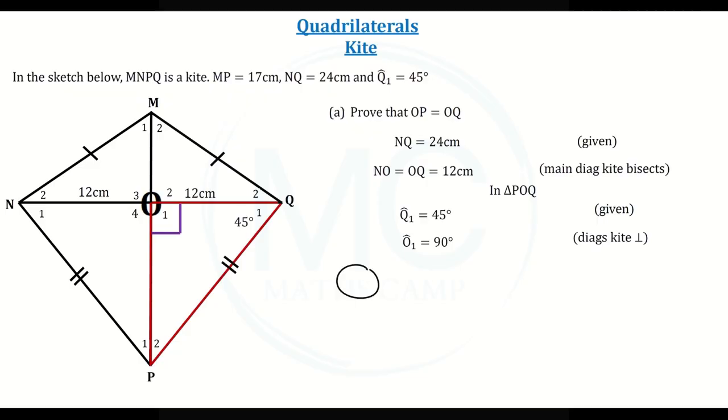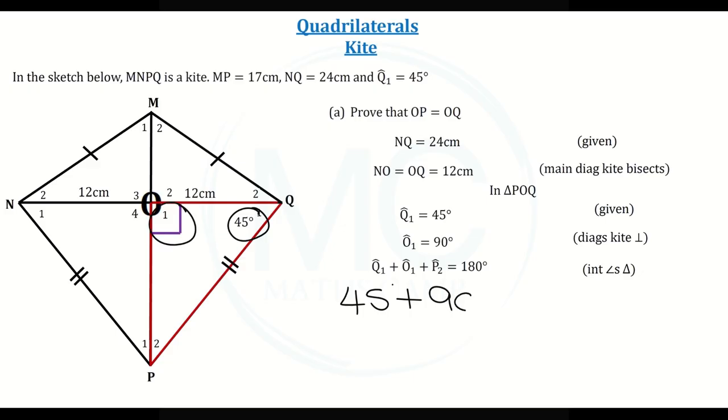So we can say angle Q1 plus angle O1 plus angle P2 is equal to 180 degrees because these are the interior angles of a triangle. Now we can fill in our values. We know that Q1 is 45 degrees, so we can say 45 degrees, plus O1, which we know is 90, so we can say 90 degrees, plus P2, the angle we're looking for, is equal to 180 degrees.